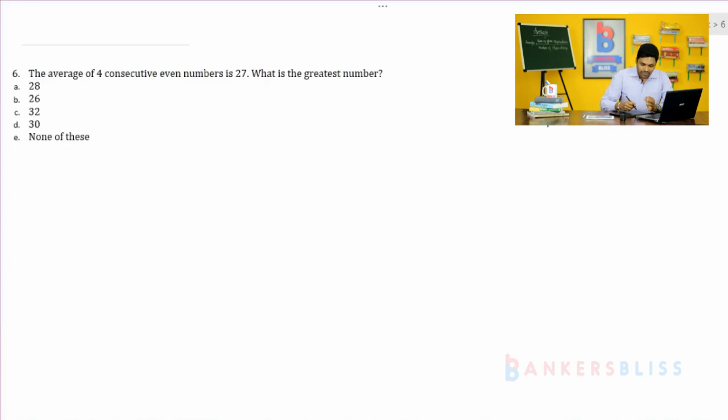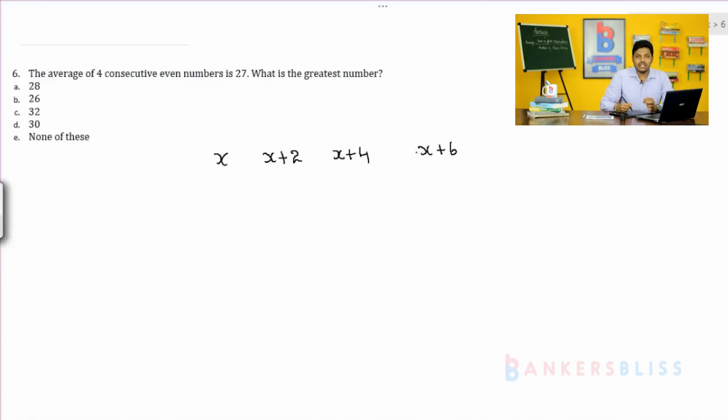So here if we consider the first even number as x, the next even number will be x plus 2, because there is a difference between the two consecutive even numbers. For example, if the even number is 6, next even number will be 8. There is a difference of 2 between 8 and 6. So 4 consecutive even numbers they have given to consider. The first even number is x, the second even number is x plus 2, next even number is x plus 4, next even number is x plus 6. So 4 consecutive even numbers are here.